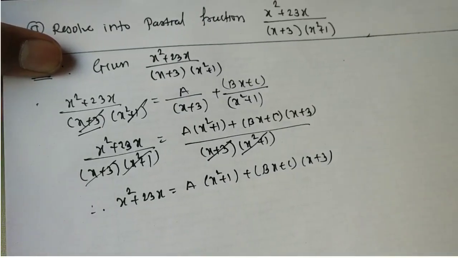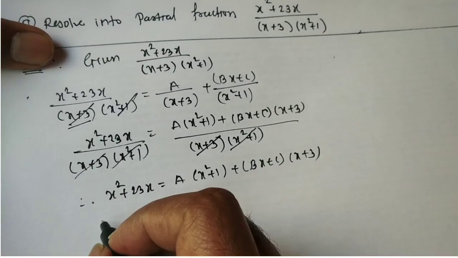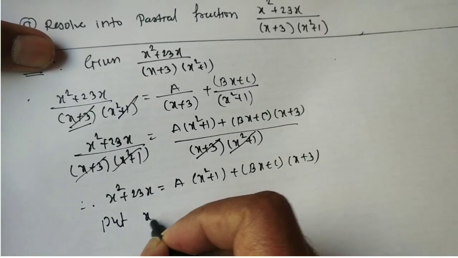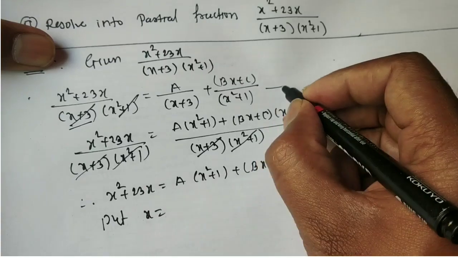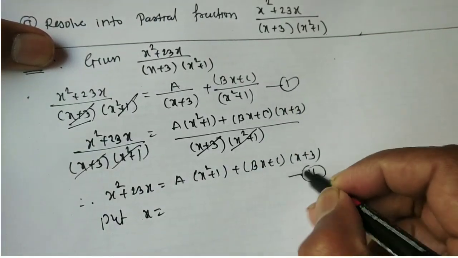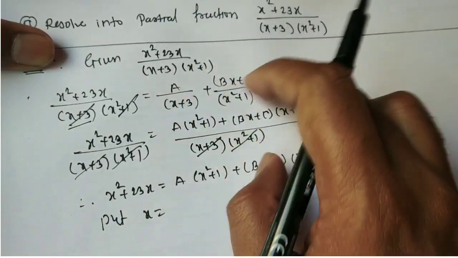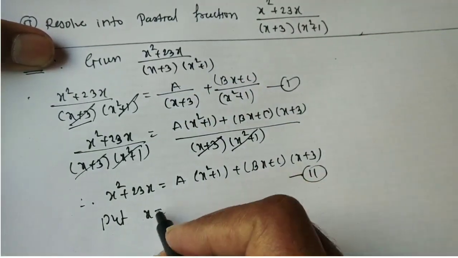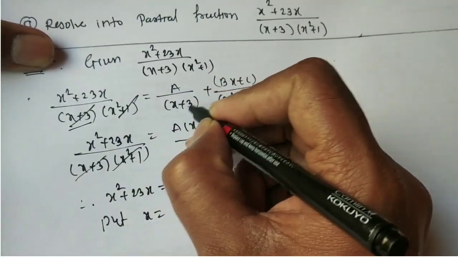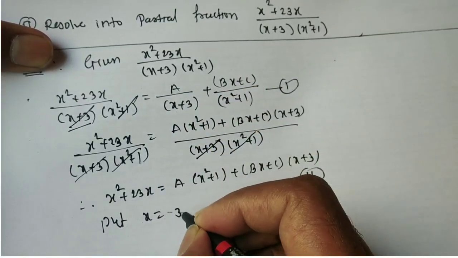Okay. Now what I told you, suppose this is equation first and this is equation second. At the last I have to substitute all the values in this equation. So put x equal to, here what we have, x plus 3, so put x equal to what?